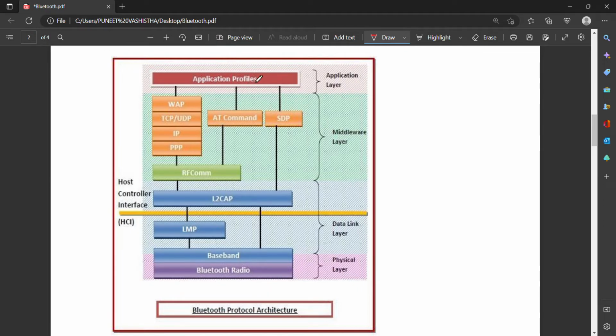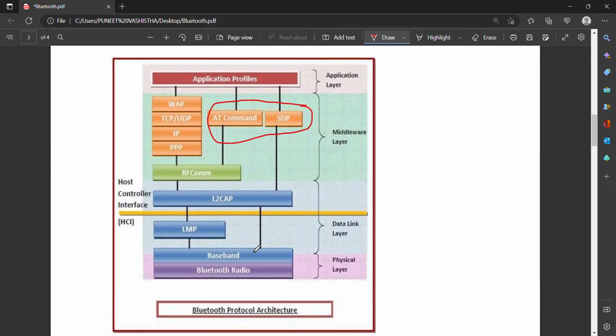So this is our application layer. Now we have WAP, TCP, IP, PPP. Okay, AT command. This whole can act as audio, right? This one is RFCOMM and L2CAP and LMP, right? This is our data link layer, right?